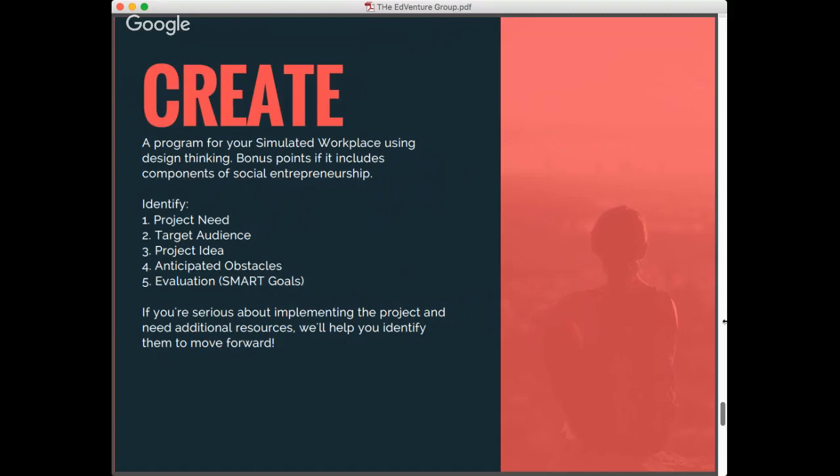what your SMART goals would be. And if you're serious, I want to highlight this real quick, if you're serious about implementing the project, and you need additional resources, I would love to help you find the resources to support that in your simulated workplace and really bring about change. So I hope that you will consider identifying problems that are relevant to you and your fellow peers and moving forward with how can you solve that in your simulated workplace program.